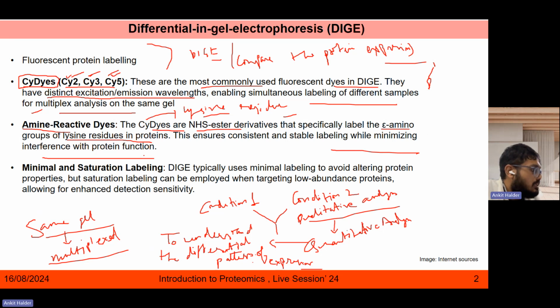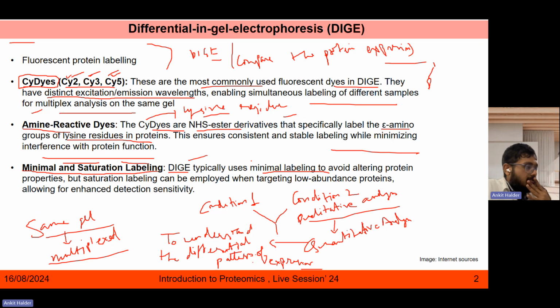Now, among the labeling, there are two kinds of terminologies you can see, that is minimal and saturation labeling. So this is a very, very important topic in the case of dyes, minimal and saturation labeling, because these are to be used very thoroughly and very rigorously.